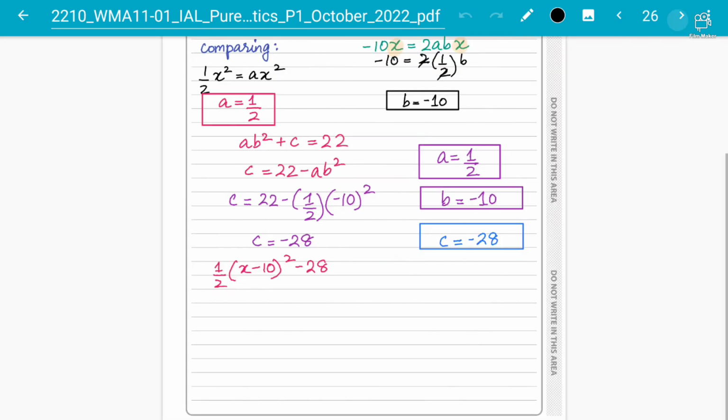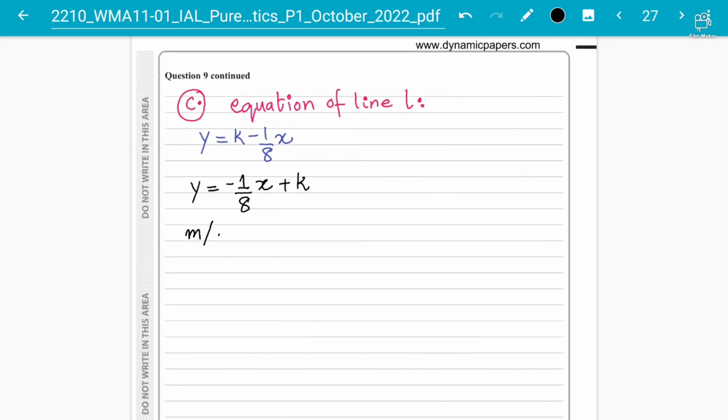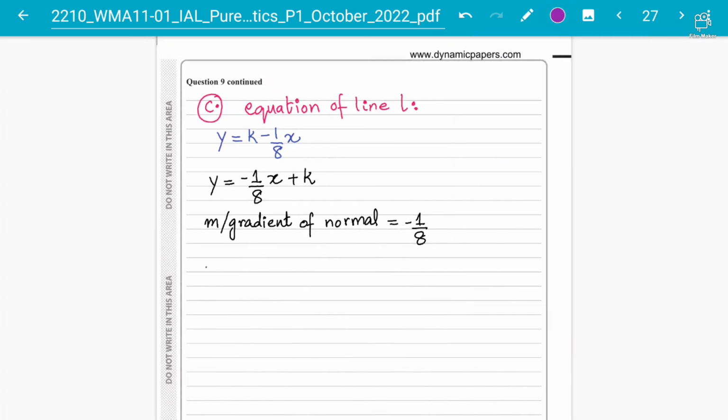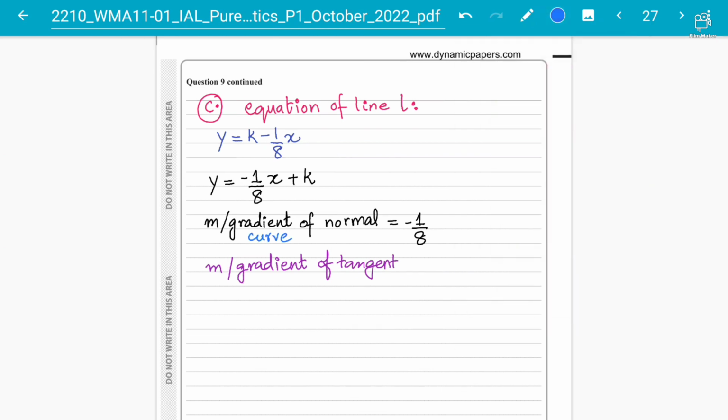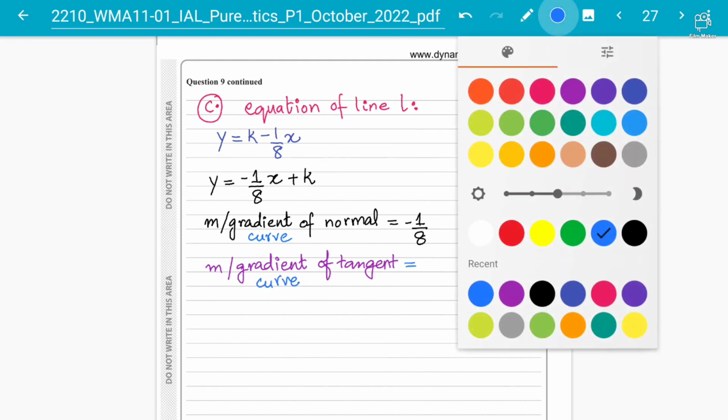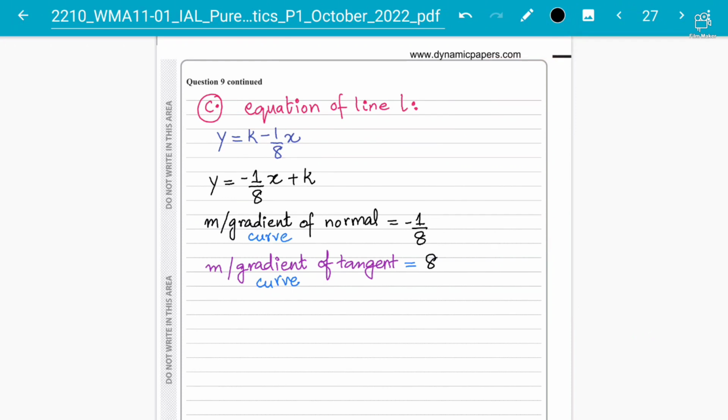So I can definitely say that the gradient of the normal, because this is the normal line to the curve, is minus 1 upon 8. If the gradient of the normal is minus 1 upon 8, we can say that the gradient of the tangent to the curve will be the reciprocal of that. It will be 8, right? Minus 1 upon 8, the reciprocal will be 8 and the negative sign will become a positive sign, okay?